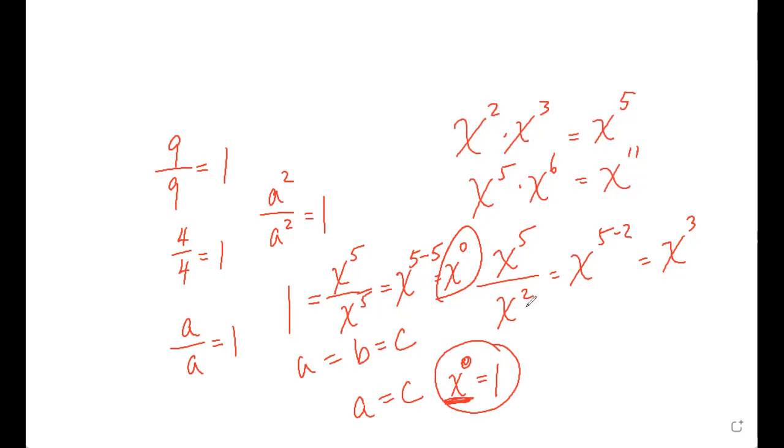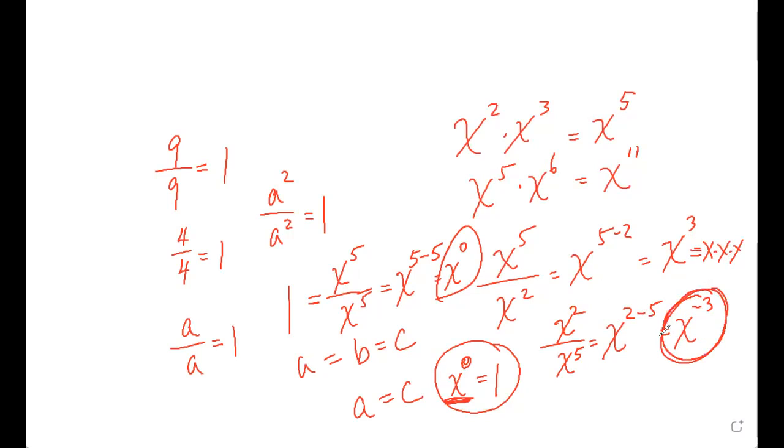Now keep that in mind. We're going to show you x squared divided by x to the fifth power. How much is that? Well, it's going to be 2 minus 5, and that's going to be minus 3. Now, what is x to the negative 3 power? Now, we know x to the third power means x times x times x. But we really don't know what this is. So we have to explain.